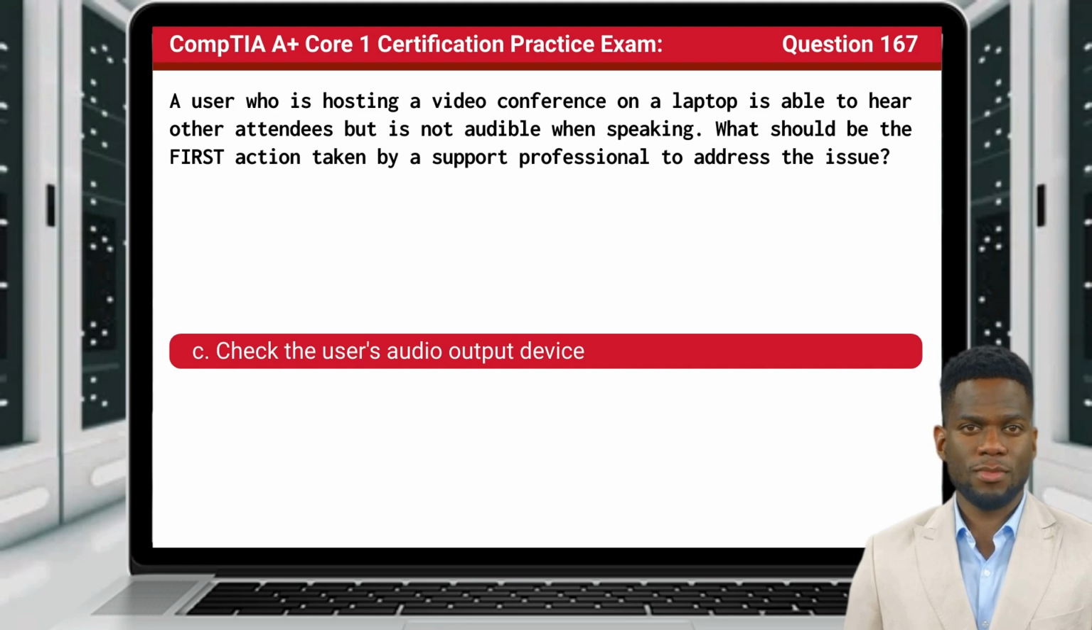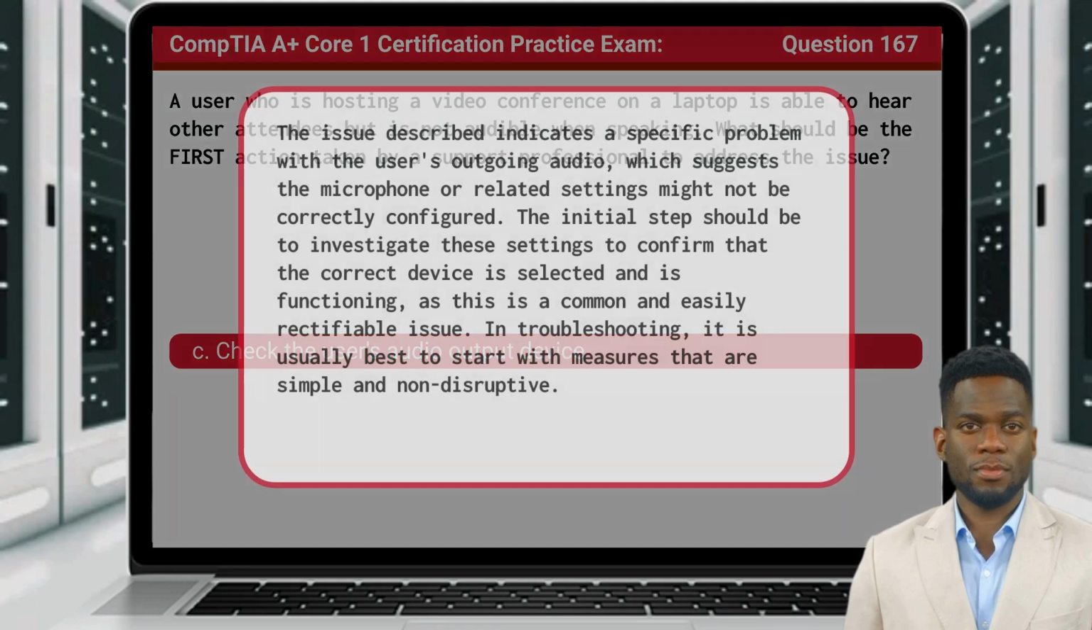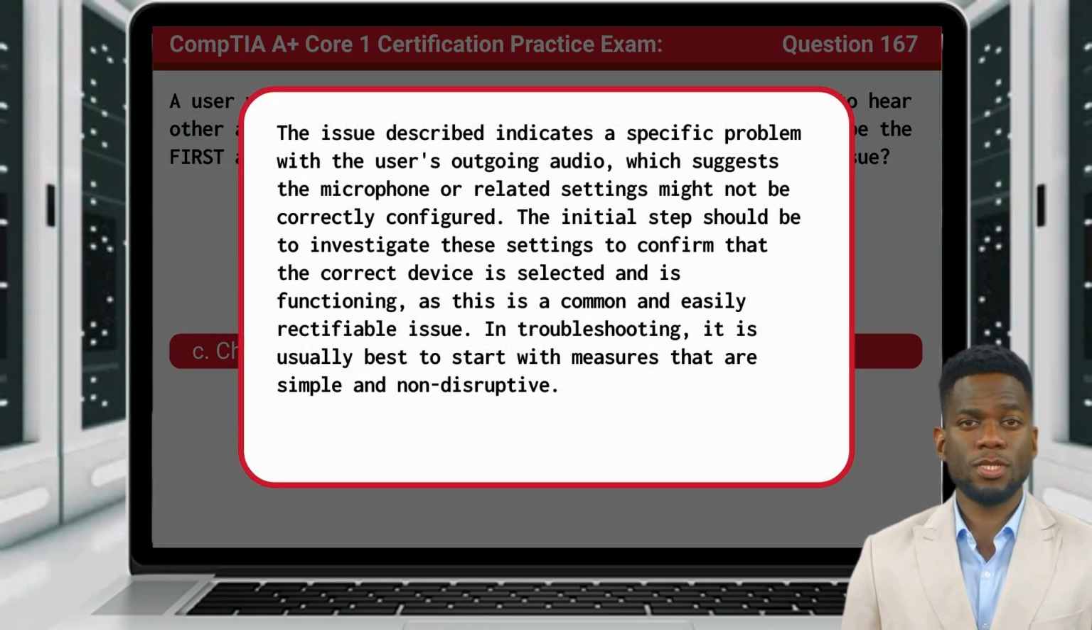The answer is C. Check the user's audio output device. The issue described indicates a specific problem with the user's outgoing audio, which suggests the microphone or related settings might not be correctly configured. The initial step should be to investigate these settings to confirm that the correct device is selected and is functioning, as this is a common and easily rectifiable issue. In troubleshooting, it is usually best to start with measures that are simple and non-disruptive.